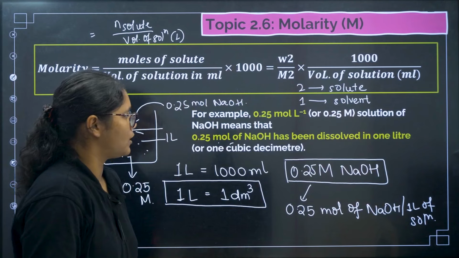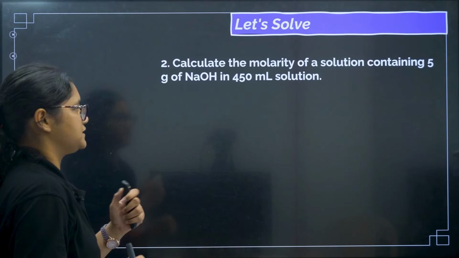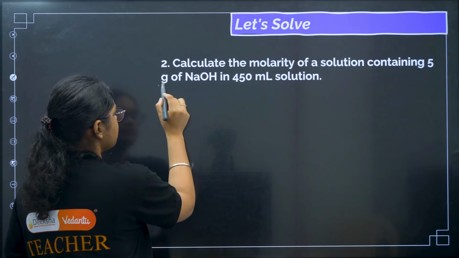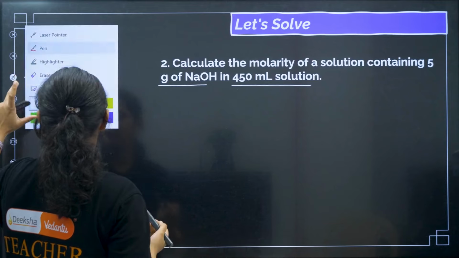Clear? So that when you download the notes, there won't be any problem for you. Now coming to a question here. Calculate the molarity of a solution containing 5 gram of NaOH in 450 ml of solution. So this is a very direct question.